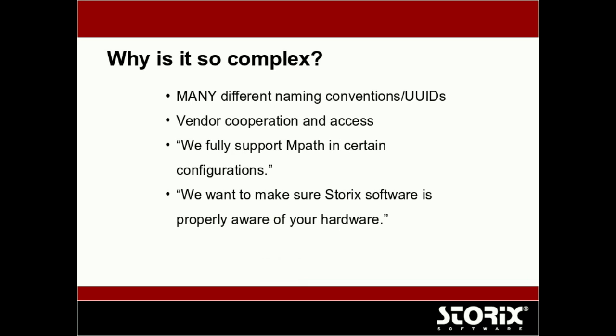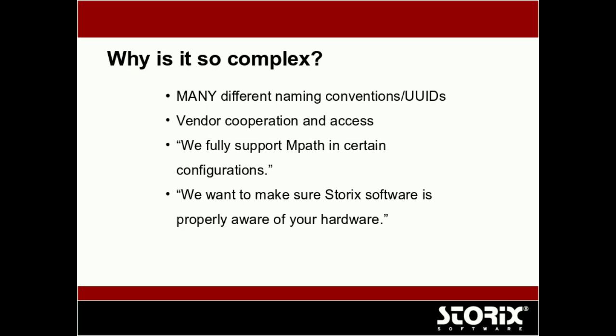So why is multipath so complex? Well, first off, there are many different naming conventions. That is, the drives can get named in a bunch of different ways, which makes device detection a little bit difficult. Also, you've got the UUID issue on top of that. So there's a lot that goes into just the detection of these devices when you're digging a little lower than the application layer, which is what Storix does, not on a normal backup and data recovery implementation, but if we're doing a bare metal recovery.